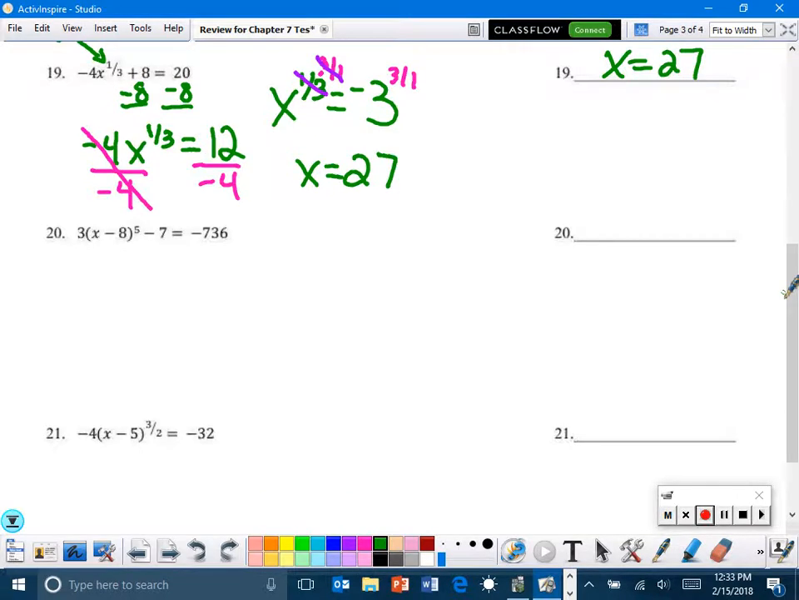All right, problem number 20. I see 1, 2, 3, 4 things we need to get rid of. So first we're going to get rid of the minus 7, so we're going to add 7. So we have 3 times x minus 8 to the 5th power. Oh, that's an odd number, so that tells me there's only going to be one solution. And negative 736 plus 7 is negative 729.